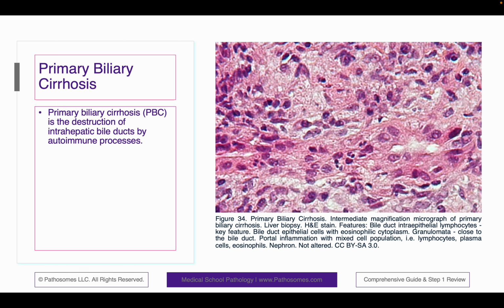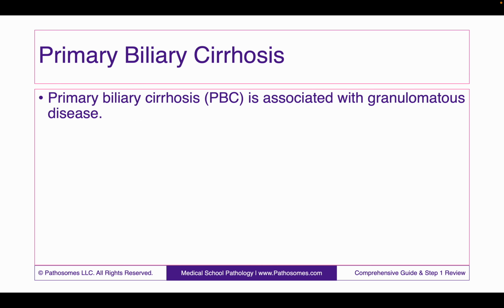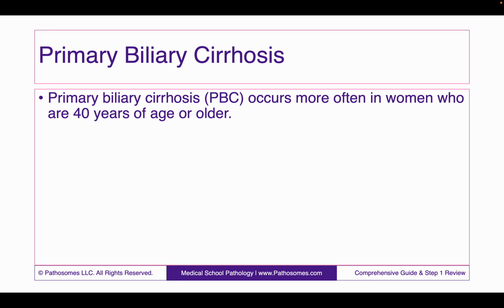Now let's talk a bit about primary biliary cirrhosis. Primary biliary cirrhosis is the destruction of intrahepatic bile ducts by autoimmune processes. As we can see here on this micrograph of primary biliary cirrhosis, note the bile duct intraepithelial lymphocytes. Primary biliary cirrhosis is associated with granulomatous disease. Primary biliary cirrhosis occurs more often in women above the age of 40.